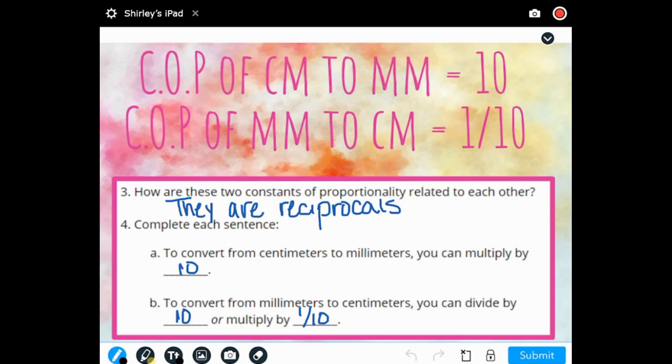Be careful for part B. I see us using the same number to fill in those blanks. You cannot multiply by 10 and divide by 10. That's not going to give you the same thing. So if you're writing that in, think about what we just talked about. If I'm converting from millimeters to centimeters, I can divide by something, or that means I'm multiplying by something else. But dividing by 10 and multiplying by 10 does not give you the same thing.